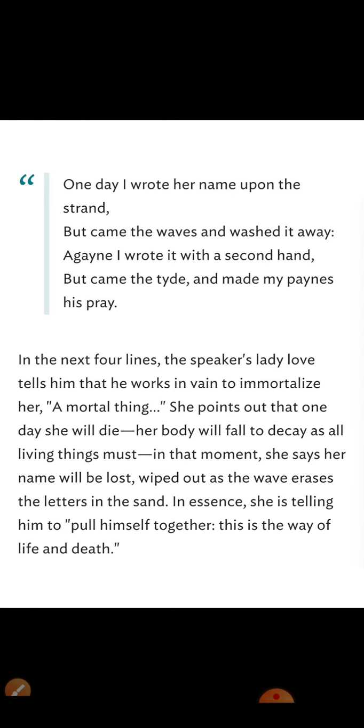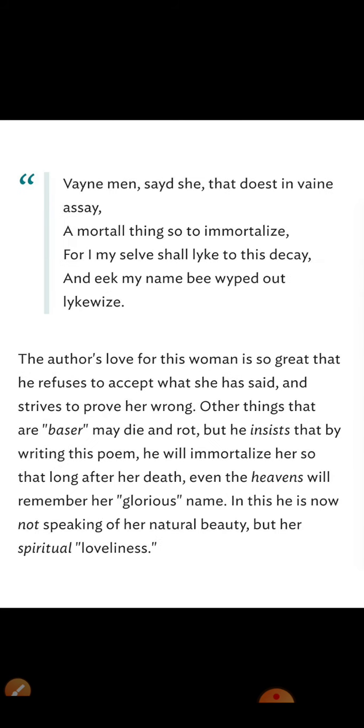In the next 4 lines, the speaker's lady love tells him that he works in vain to immortalize a mortal thing. She points out that one day she will die, her body will fall to decay as all living things must. In that moment, she says, her name will be lost and wiped out as the waves erase the letters in the sand. In essence, she is telling him to pull himself together. This is the way of life and death.